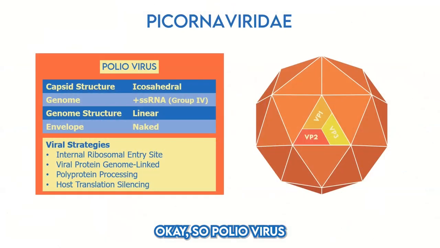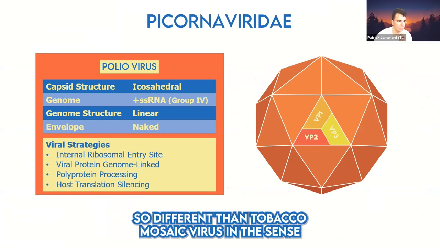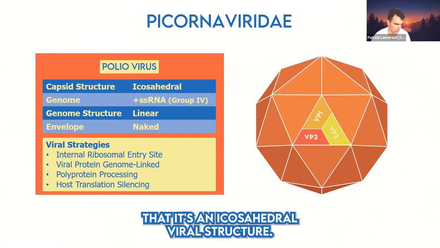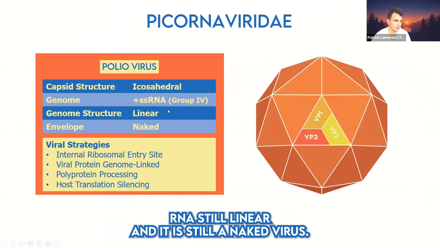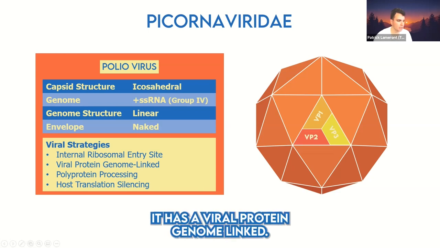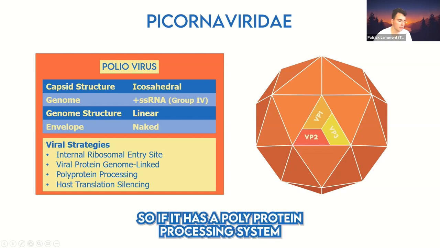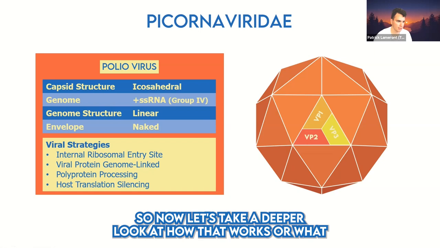Okay, so poliovirus is going to be our example virus for Picornaviridae. So different than tobacco mosaic virus in the sense that it's an icosahedral viral structure. Its genome is still positive-sense RNA, still linear, and it is still a naked virus. It has a number of interesting viral strategies. So it has an internal ribosomal entry site. It has a viral protein genome-linked, so a VPg. It has a polyprotein processing system, and it also is able to silence the host translation. So let's take a deeper look at how that works.